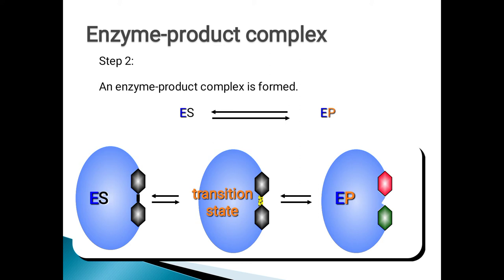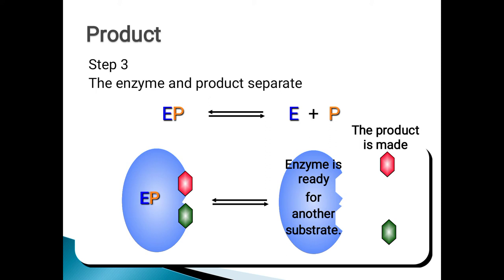Then the third step: the enzyme and product are separated. The enzyme product complex breaks down, the enzyme is separated and the product is separated. As shown in this figure, after the enzyme product complex reacts, this reaction is a reversible reaction. The enzyme and product are totally separated. The enzyme is ready for another substrate, which means it is ready to be involved in another reaction, and the product is made. So that is step number three.